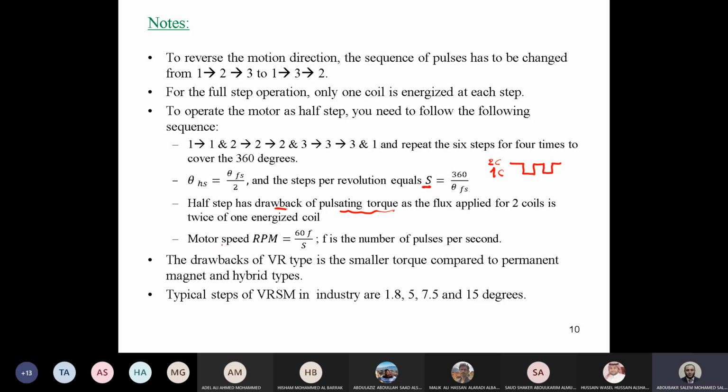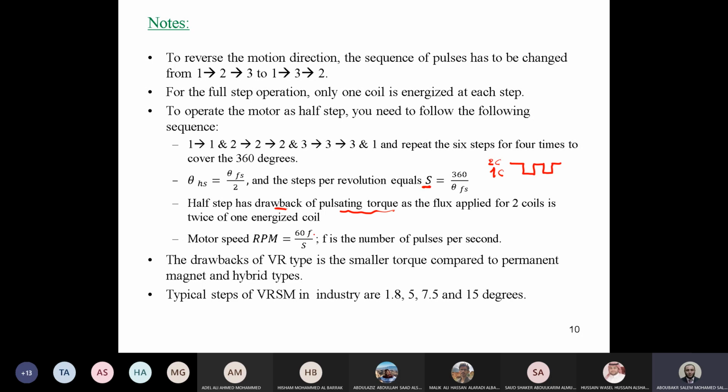Regarding the motor speed, how can we calculate it? Simply multiply 60 by F over S, where F is the frequency, or we can say the number of pulses per second. Multiplying the frequency by 60 works because we have 60 seconds in 1 minute. So this is where the 60 came from.